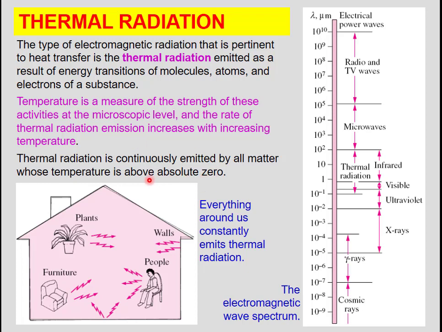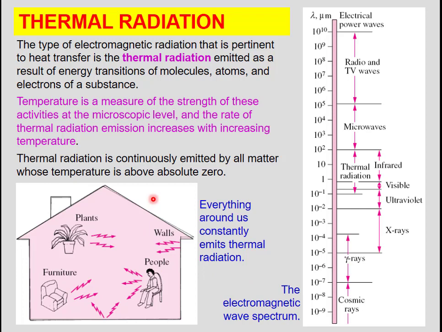But when they reach absolute zero, or 0 Kelvin, it means that all of the molecules and atoms are fixed and they cannot produce this energy. So in our daily life, all of the objects we can see around us have molecules that can produce this thermal radiation. So everything around us constantly emits thermal radiation, and we can feel that.